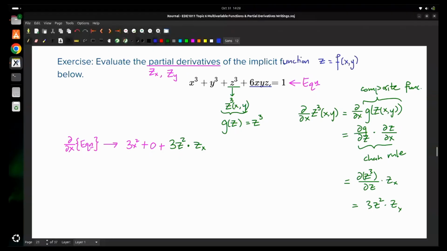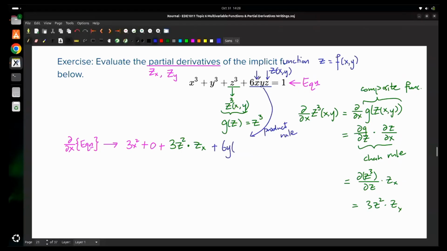So then the last term, 6xyz. You see, this is a function of x. This is also a function of x, because z is a function of x and y. So that means function of x times function of x. So obviously you have to use what? The product rule. So what's the product rule giving you? You can factorize out the 6y first because it's a constant.